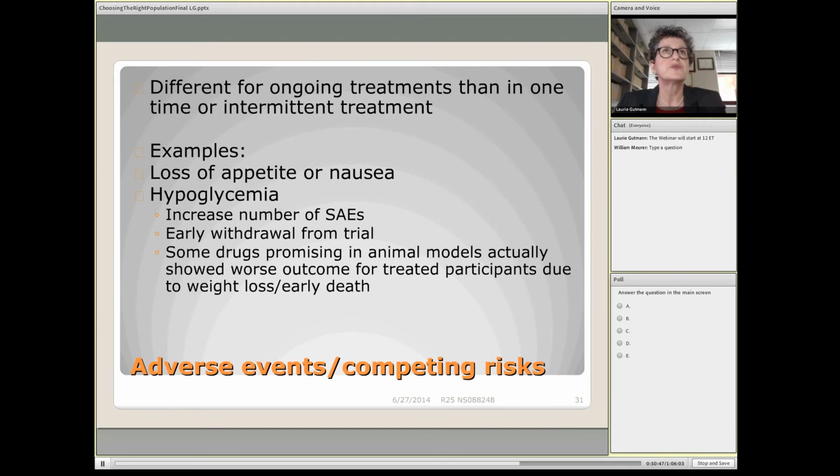So it's different for ongoing treatments. So in the population that we're talking about, ALS patients, you're talking about an ongoing treatment as opposed to, say, a stroke trial where it may be a one-time treatment or it may be intermittent treatment. And examples of this for adverse events are things like loss of appetite or nausea or hypoglycemia. You would want to avoid patients that had GI disease or patients who had diabetes, because you'd have an increased number of significant adverse events. You might have early withdrawal from the trial because of discomfort. You might even have early death due to weight loss, as we saw in some of the ALS trials, due to loss of weight.